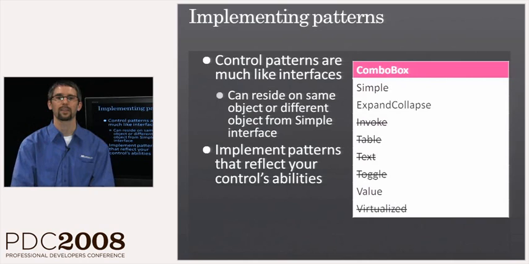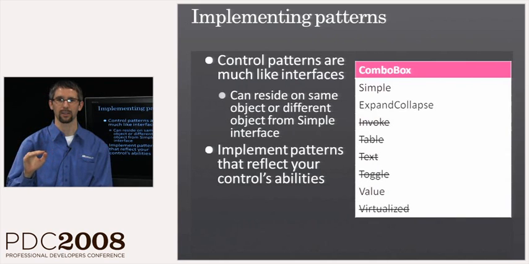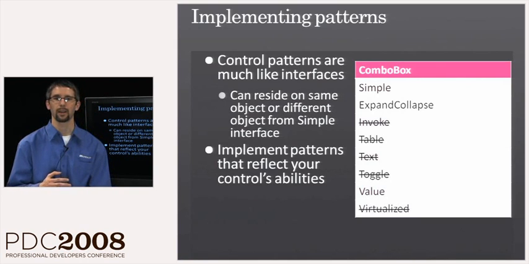There's a great guideline for this in the MSDN Developer Center where there's a list for each control type. What are the recommended patterns that are generally done for that control? And so you can use that as a reference if you're trying to decide which control patterns to implement. Once you've decided, you go ahead and implement them and then hook it up to the GetPatternProvider method on the simple interface, and you're ready to go.